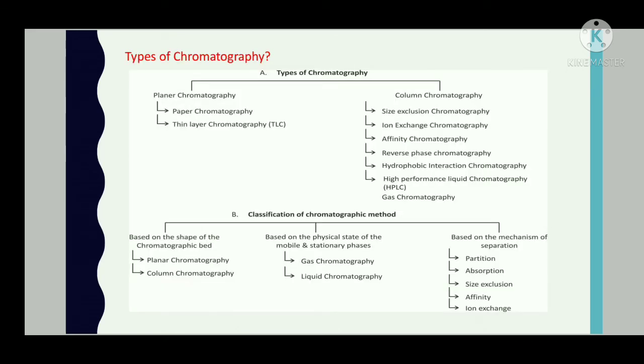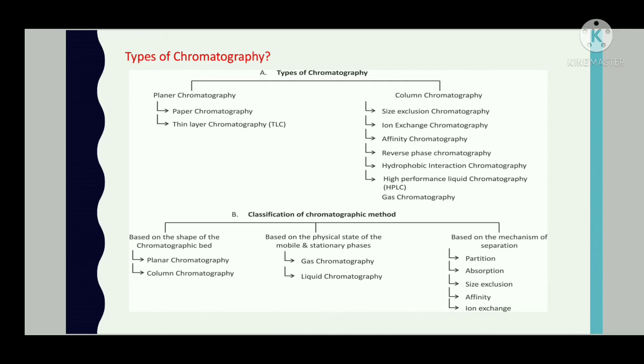So here is types of chromatography. How many types of chromatography are there? Based on the shape of the chromatographic bed, planar chromatography and column chromatography are there. So under planar chromatography, there are two types of chromatography: paper chromatography and thin layer chromatography. Under column chromatography: size exclusion chromatography, ion exchange chromatography, affinity chromatography, reverse phase chromatography, hydrophobic interaction chromatography, high performance liquid chromatography, and gas chromatography.